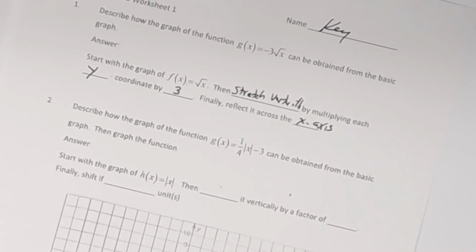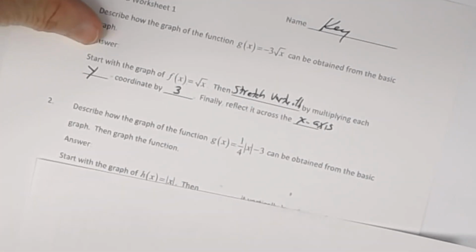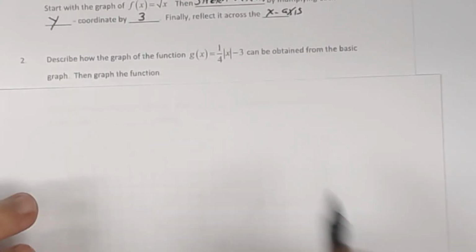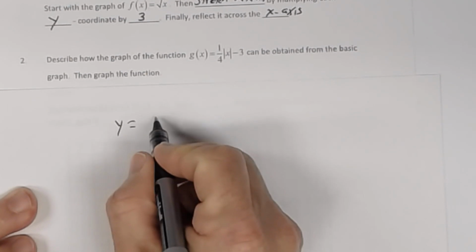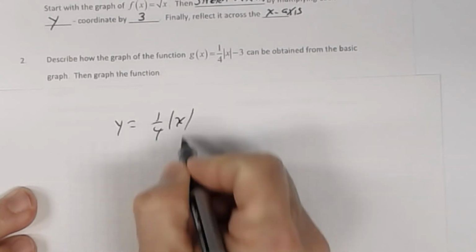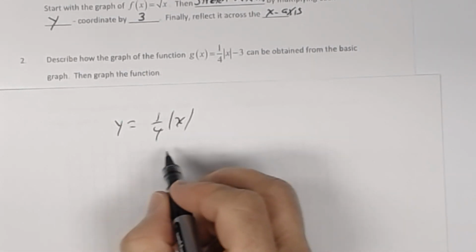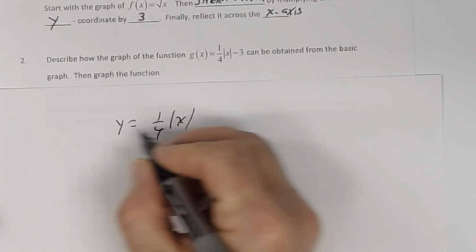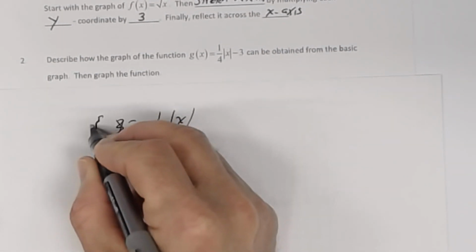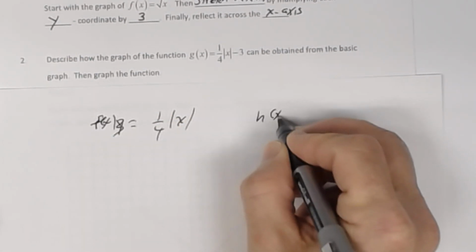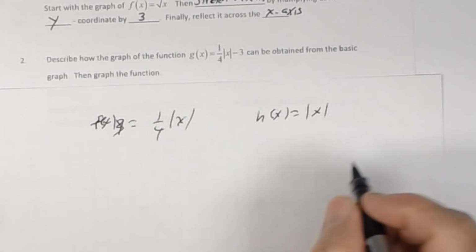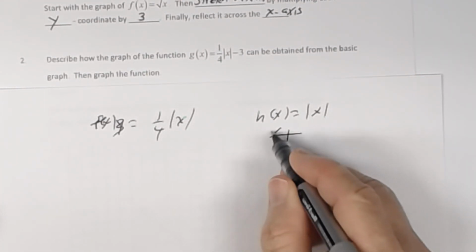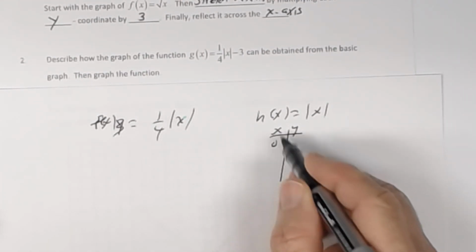All right, so listen carefully. All I'm going to do right now is just look at this part here, y equals 1/4 absolute value of x. Let's call this f of x right here. If I look at my parent function, which is this, and I look at all of these y coordinates and these x coordinates.